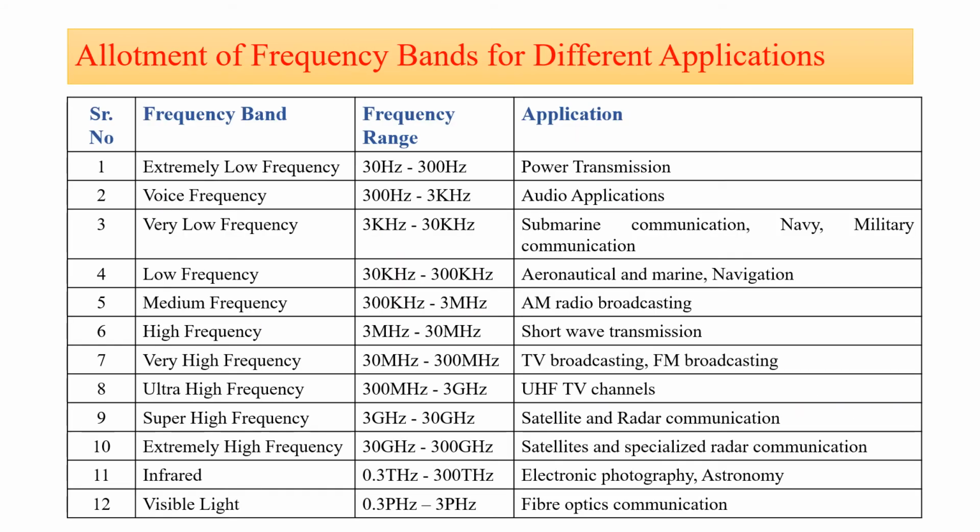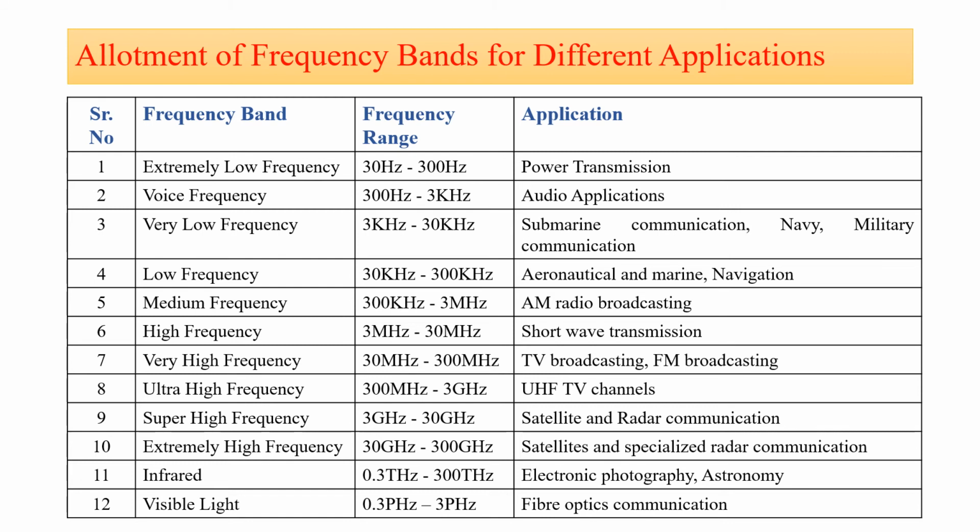Now let us see the allotment of frequency bands for the different applications. Now the first frequency band is the extremely low frequency, which has the frequency range in between 30 Hz to 300 Hz, and this frequency range is used for the power transmission. Then the second frequency band, that is voice frequency, that is in between 300 Hz to 3 kHz, and this frequency band is used for the audio application.